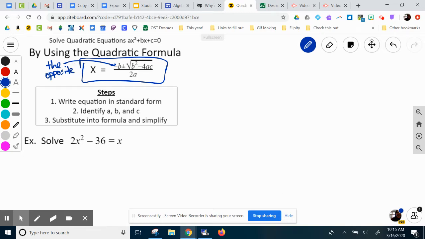So x equals the opposite of b plus or minus the square root of b squared minus 4ac all over 2a. So I'm going to read that one more time because it is that important. X equals the opposite of b plus or minus the square root of b squared minus 4ac all over 2a. And the reason I say it's the opposite of b is because if b is positive, it turns negative. If it's negative, it turns positive.